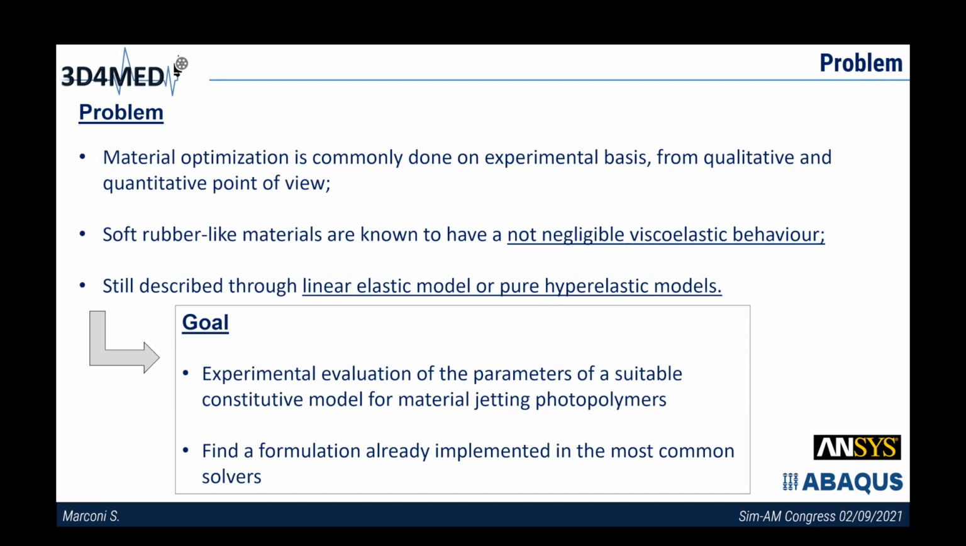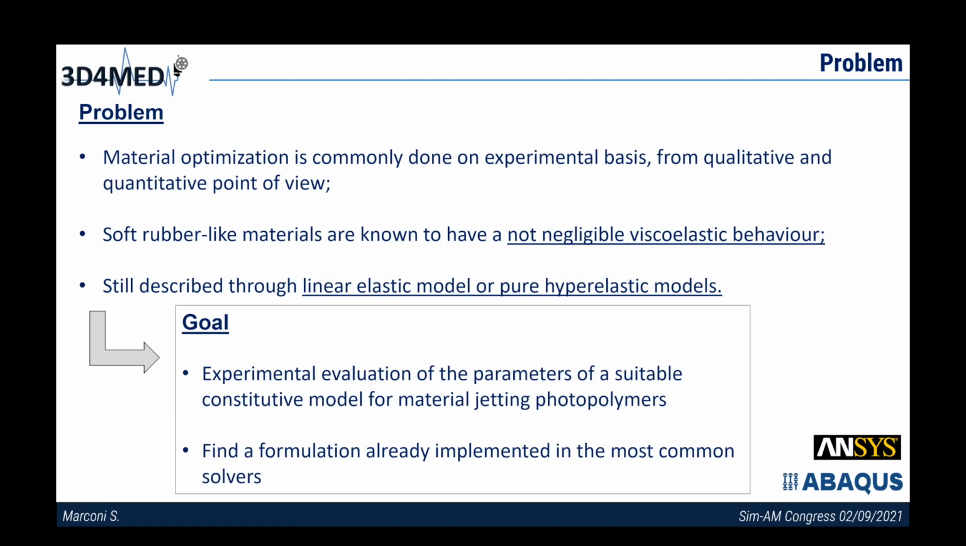We also know that soft rubber-like materials like deformable photopolymers are known to have a not negligible viscoelastic behavior. But if we look at the literature about photopolymers used in material jetting technology, we will see that they are mainly described through linear elastic models or pure hyperelastic models, so completely neglecting the time dependence of their response.